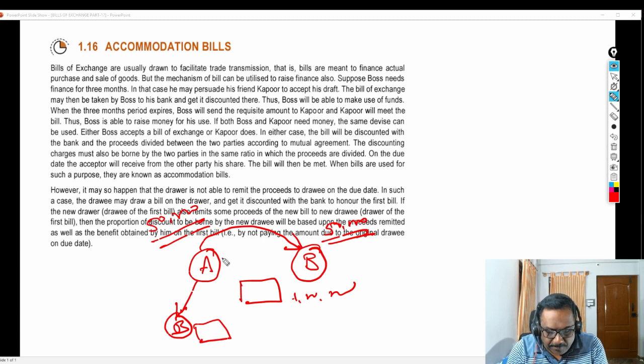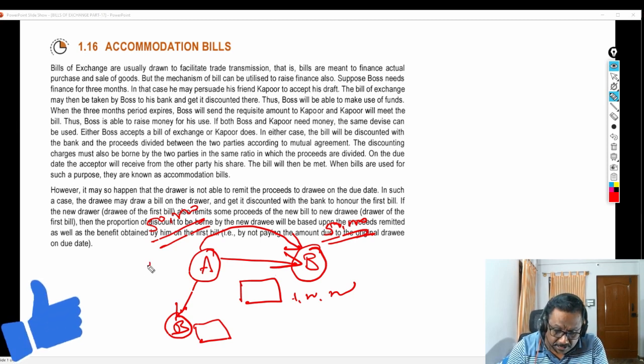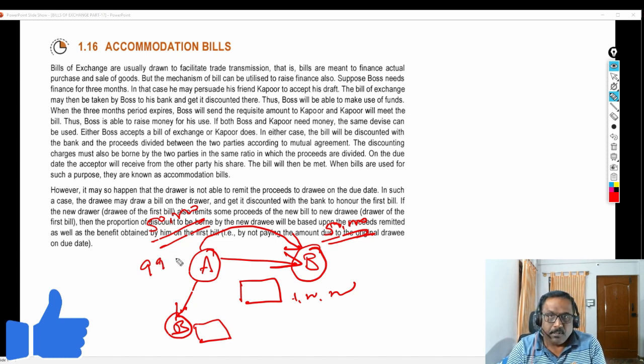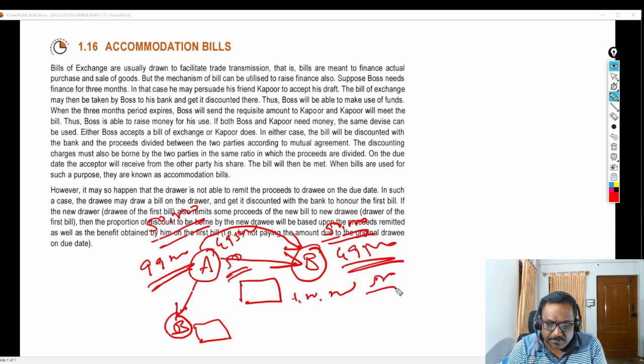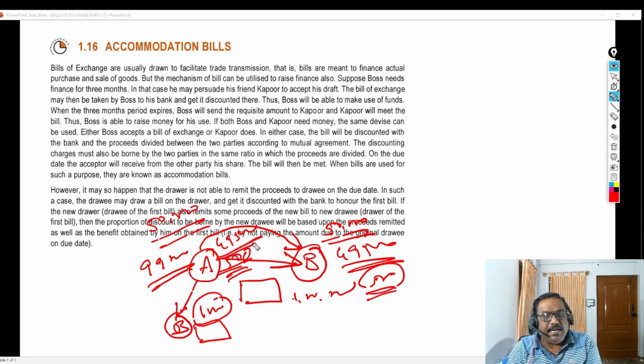After discounting, you pay me 50% and you take 50%. So on the 1 lakh bill, let us assume that he got 99,000. So 49,500 he will keep and the remaining 49,500 he will give to B. The total discount they paid to the bank is 1,000, so 500 rupees will be borne by A and 500 rupees will be borne by B.